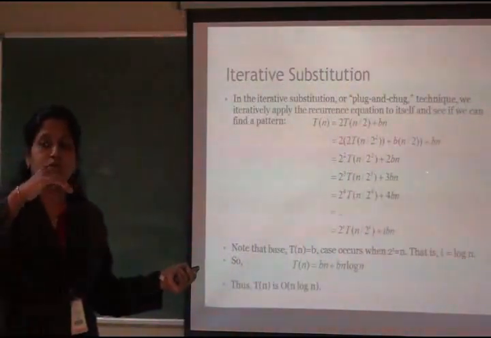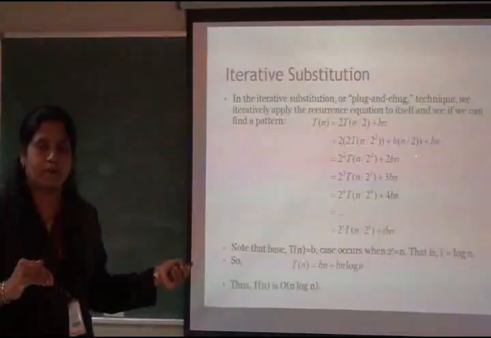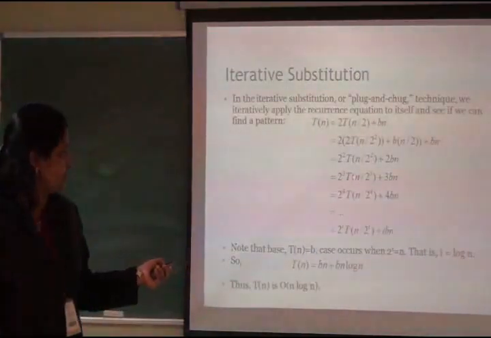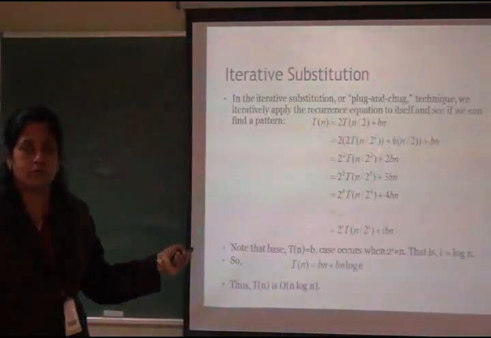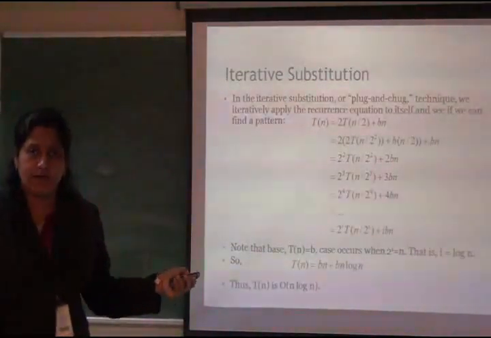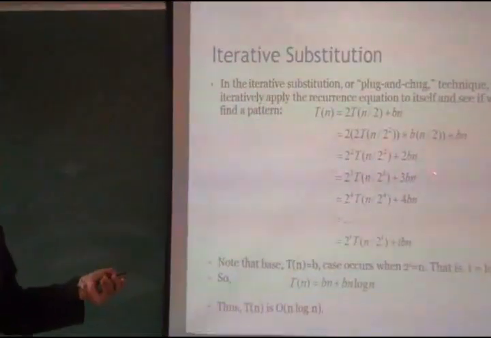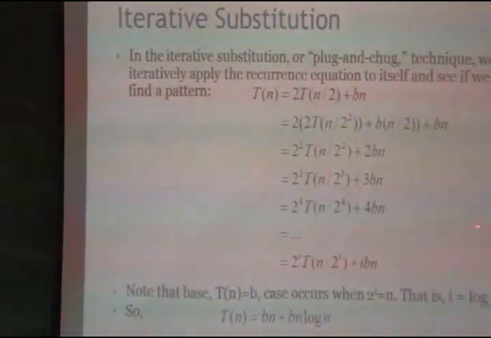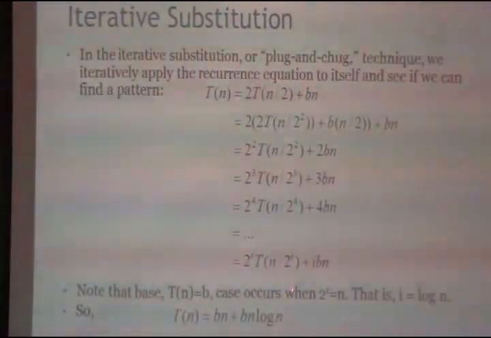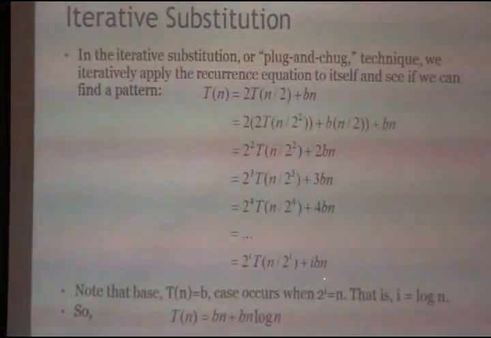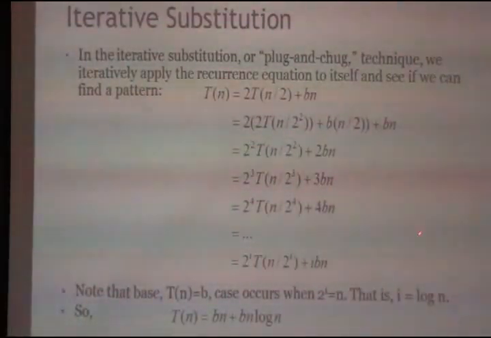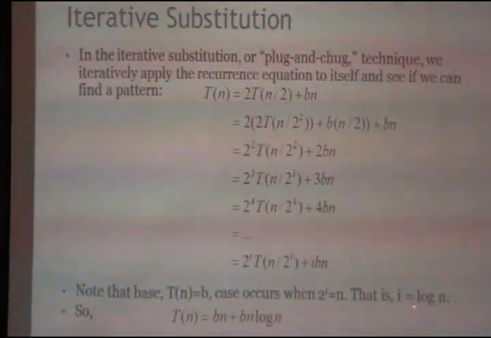So what you will get is 2 squared T of n by 2 squared plus 2bn. If you have one more level, it will be 2 cubed and 3bn, another level 4bn. It depends upon the recursive level, so it will reach 2 power i T of n divided by 2 power i, where i is nothing but the level, how many levels you are dividing, plus i bn.